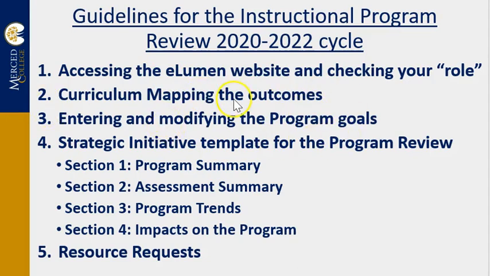We'll take a brief look at the curriculum mapping of your outcomes for your program. For the third part, we will take a look at modifying the program goals within eLumen, and if you don't have any, I'll also show you how to get those program goals within the system. And those goals and the curriculum mapping from step 2 are going to be used for this fourth part here with the strategic initiative template, where we are actually writing our program review within the eLumen software.